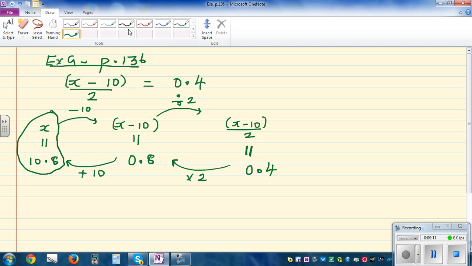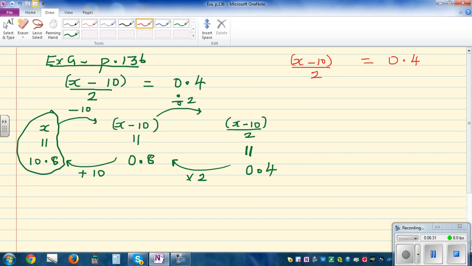So let's do this in a different way. How can we do this? If you want to do x minus 10 divided by 2 is equal to 0.4, you should understand what's happening in which order. What happens last has to be undone first.